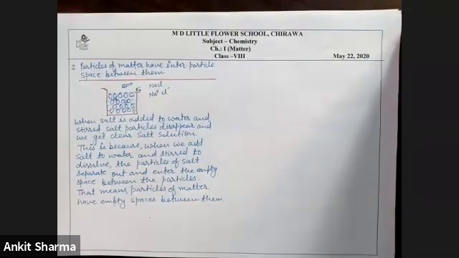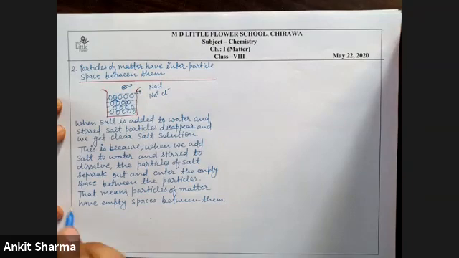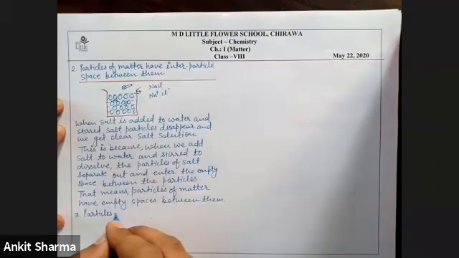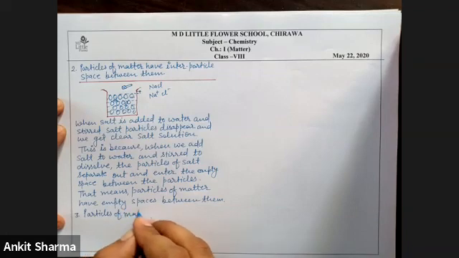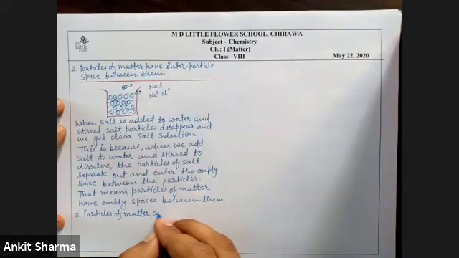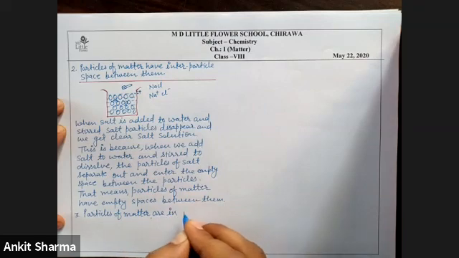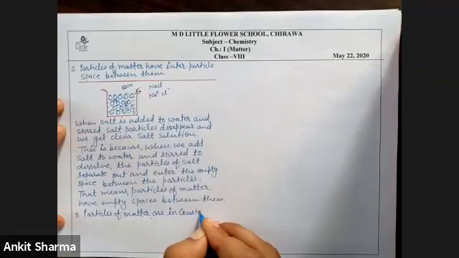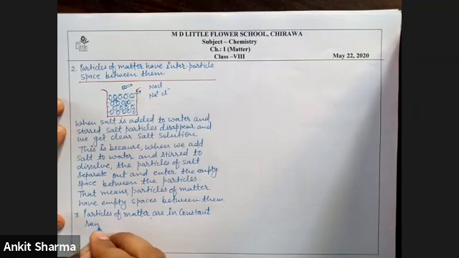Now our next characteristic is particles of matter are in constant random motion. Okay, so first let's write that heading here. Particles of matter are in constant random motion.